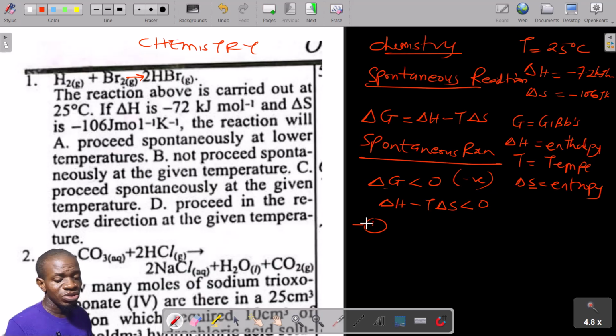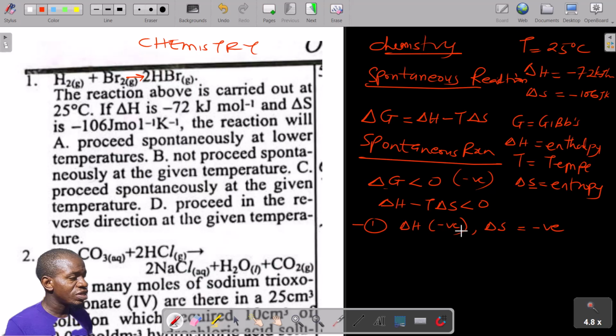Let's look at the conditions. First of all, the first case is when your delta H is negative. Now, when you say delta H is negative, it simply means that the reaction is what? Exothermic reaction. So when you have a negative delta H, which is an exothermic reaction, then delta S is also negative.